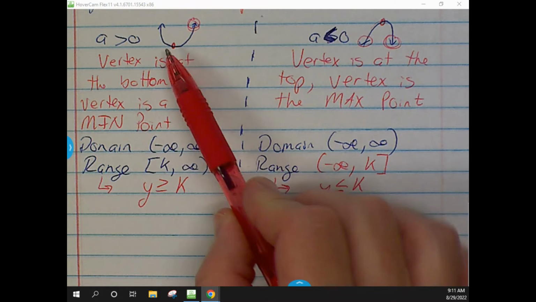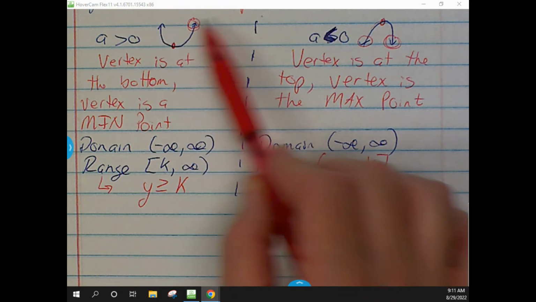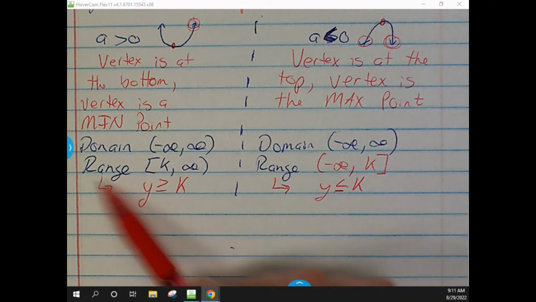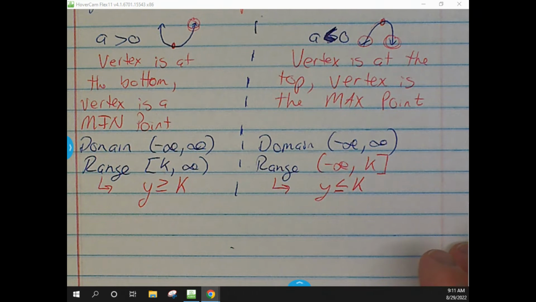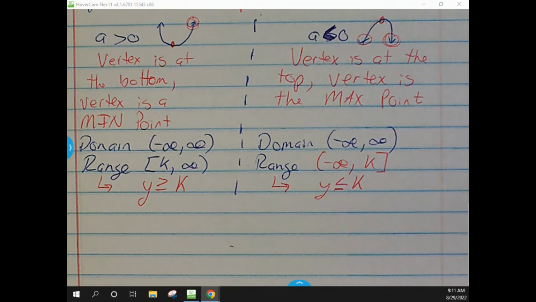The minimum is the opposite. It's at the bottom, so all the points are above it. So in that case, if we talk about the range, then everything has to be above this number, because that's the lowest point on the graph. Once you've hit rock bottom, then you've got to go up from there.